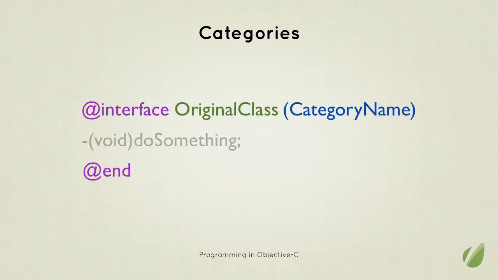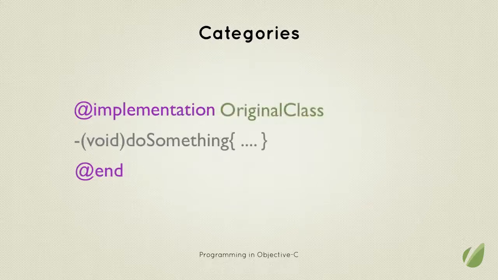And now we can add our methods, but remember, within a category you can't add instance variables, only methods. Then we add the implementation block as usual, adding the name of the class and obviously the category name as we had defined it in the interface. So for example, @implementation, original class, and category name.